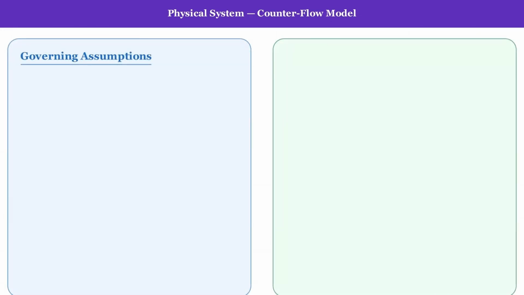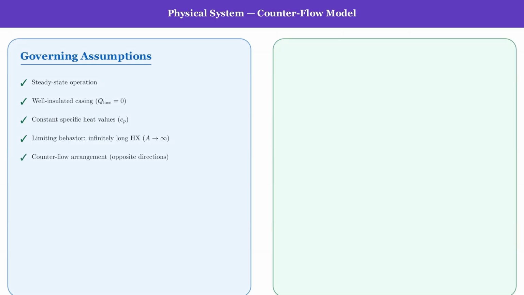On the left, we define the assumptions that frame this analysis. First, steady-state operation. All temperatures and flow rates are constant in time. The exchanger has reached its settled operating condition. Second, a well-insulated casing, meaning heat loss to the surroundings is zero. Every joule that leaves the hot stream enters the cold stream. The system is thermally isolated from its environment.